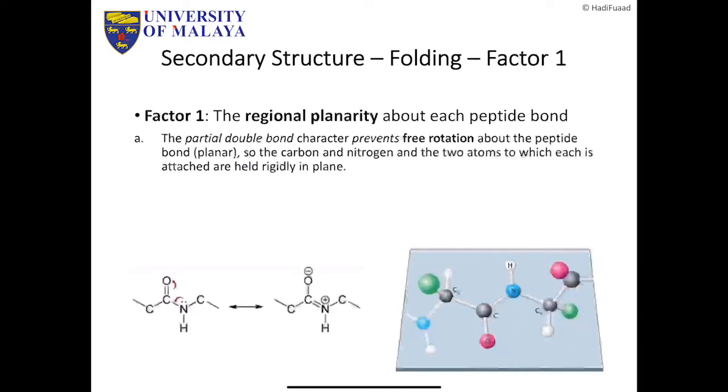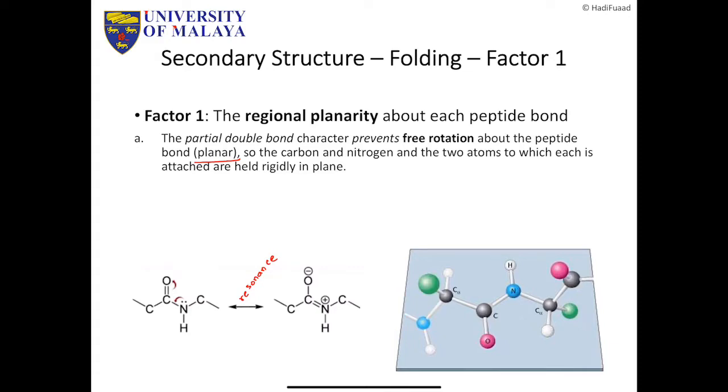Let's look at those factors one by one. So the first factor, the regional planarity about each peptide bond or amide bond. So a partial double bond character prevents free rotation about the peptide bond, thus creating a planar region, so that the carbon and nitrogen and the two atoms to each is attached are held rigidly in a plane. Okay, so remember this resonance structure.